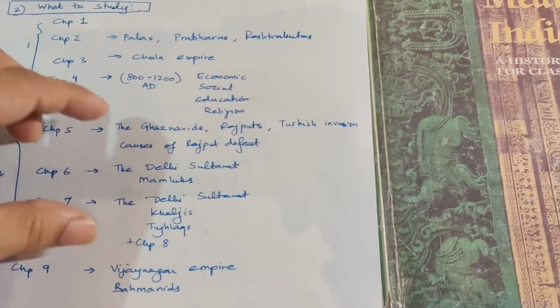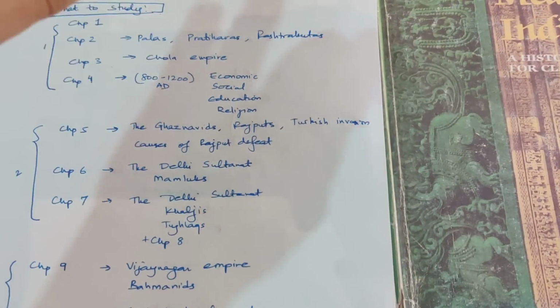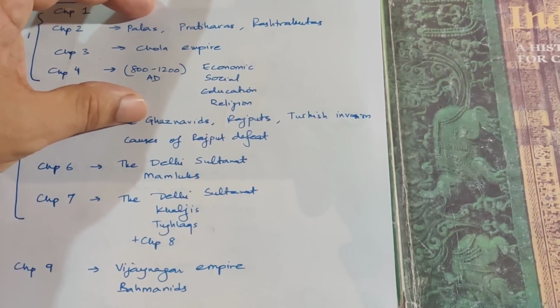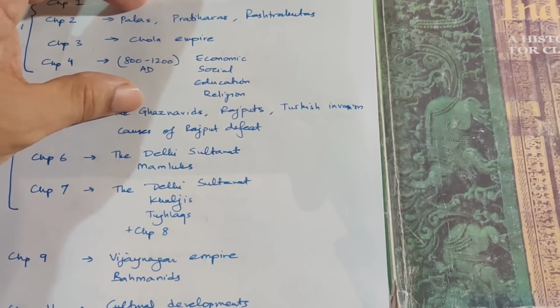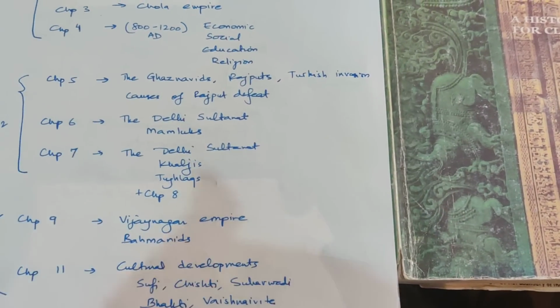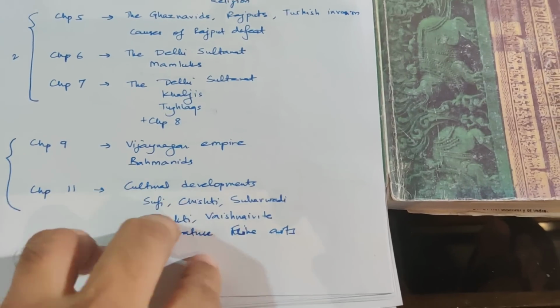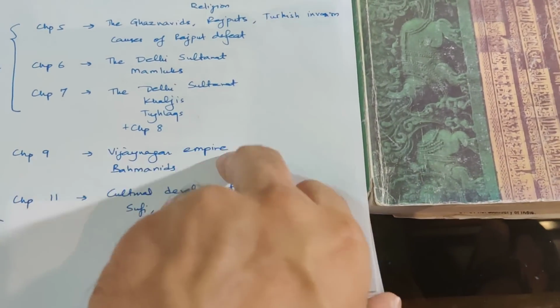But after that, these people were mostly invaders from outside. So initially there were emperors who were from India itself, but then there were a lot of invasions that happened in India. What were the reasons for those invasions, right? Then later, what other cultural developments happened. Vijayanagar Empire was an indigenous empire.